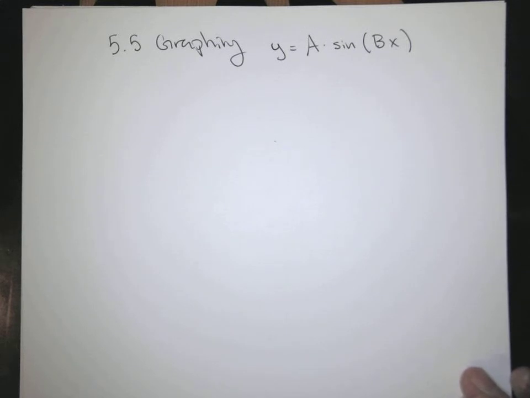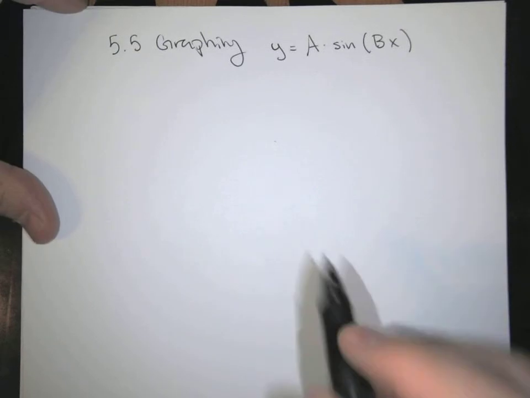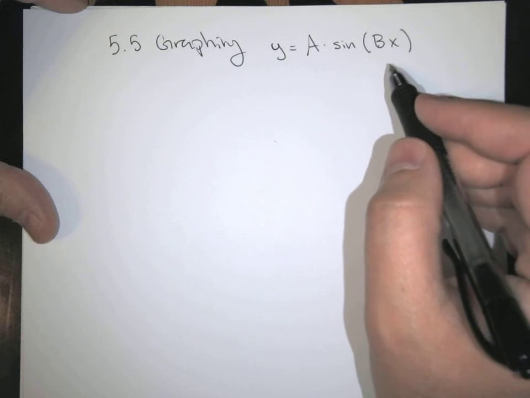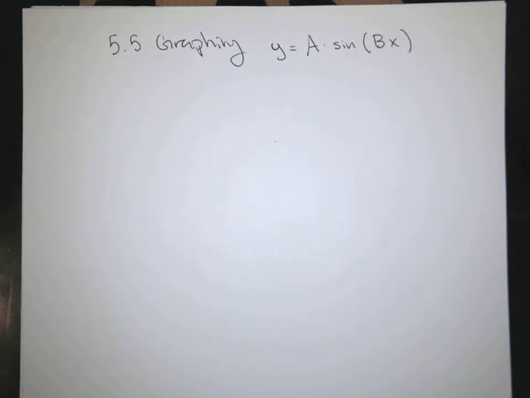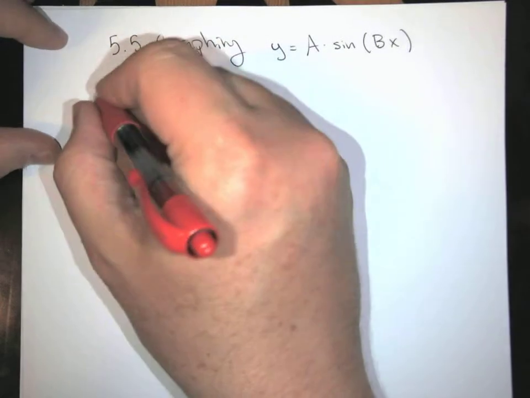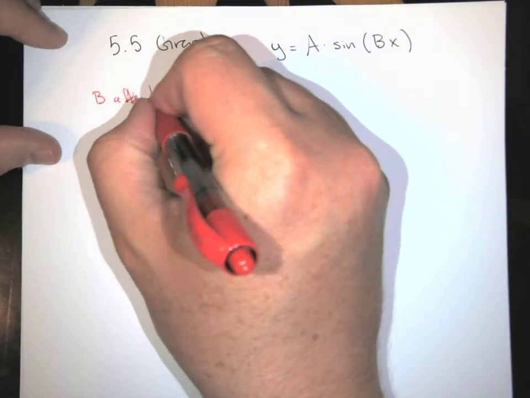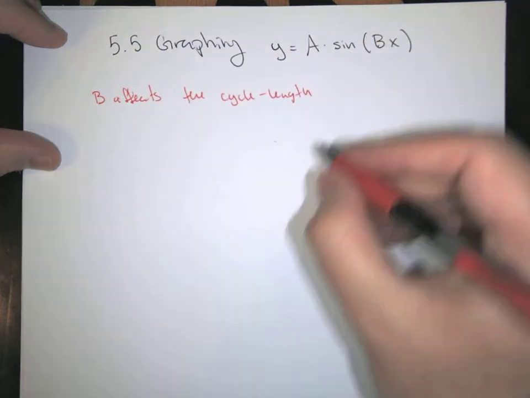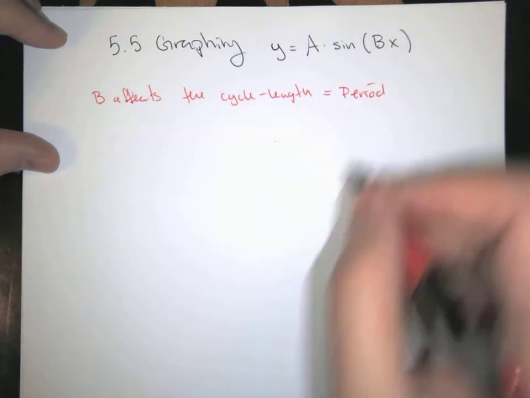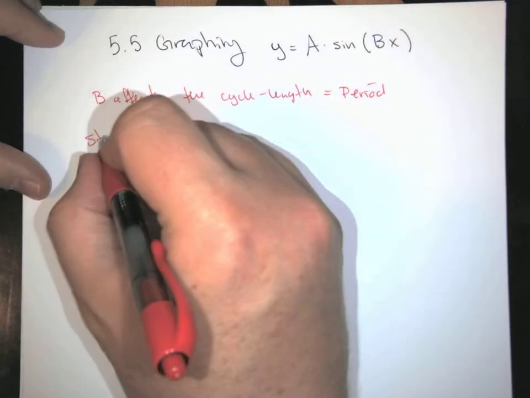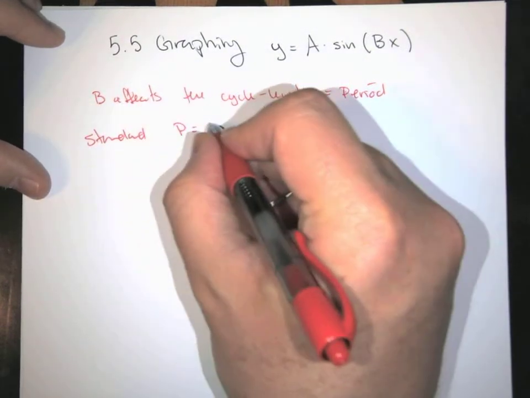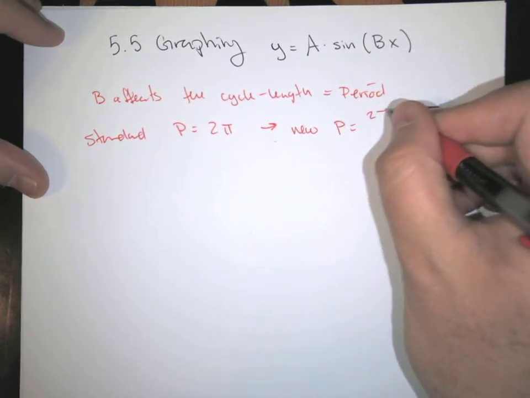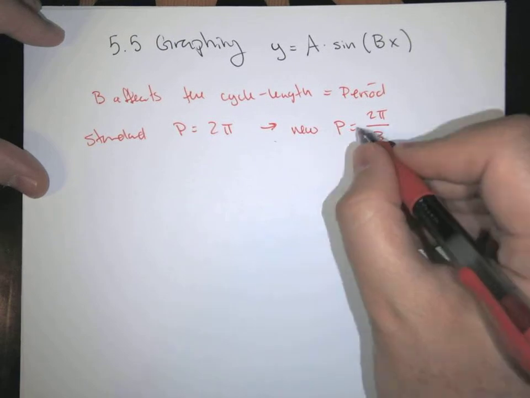No more disasters planned. In any event, so y equals a times the sine of b times x. So our new variable here is value b. Value b is going to affect the length of the cycle. So b affects the cycle length, which is our period. So the standard period, right, is 2 pi. So the new period is going to be 2 pi divided by whatever b is.